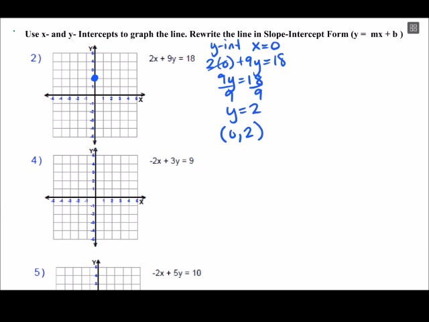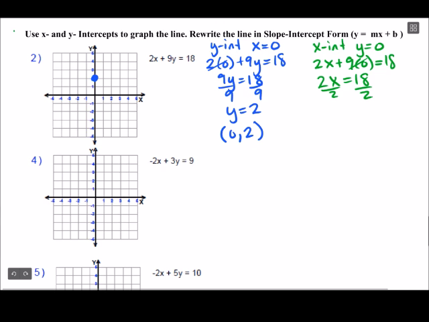There's my y-intercept. To calculate my x-intercept, which happens on the x-axis, my x-intercept happens at y equals 0. So I'm simply going to take my standard form, substitute in y equals 0. That goes away. That's why we love this. Solve 2x equals 18. Solve for x equals 9. I now have an x value and a y value. So I can write a point, 9, 0.